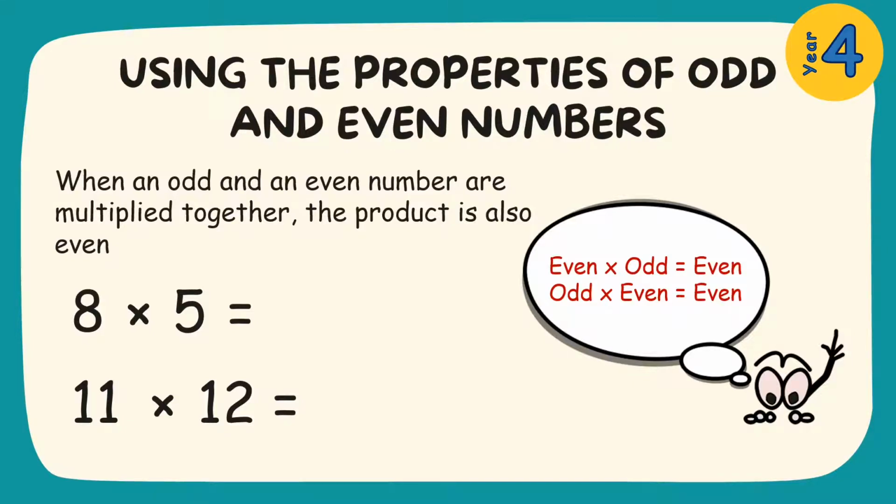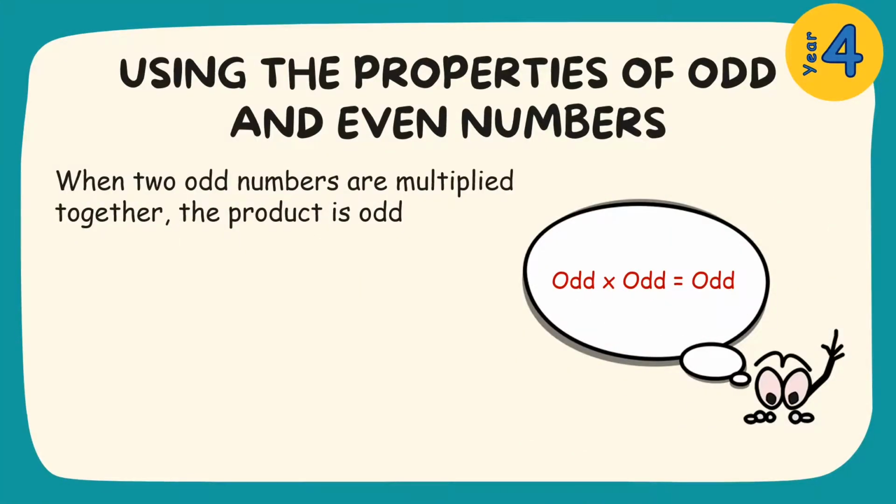So if I've got 8 times 5 there, the result should be an even. And when I do multiply those together, I get the number 40, which is an even number. And when I multiply 11 by 12, so an odd by an even, I also expect to see an even number as an answer. When I do that, I get 132, which is an even number.